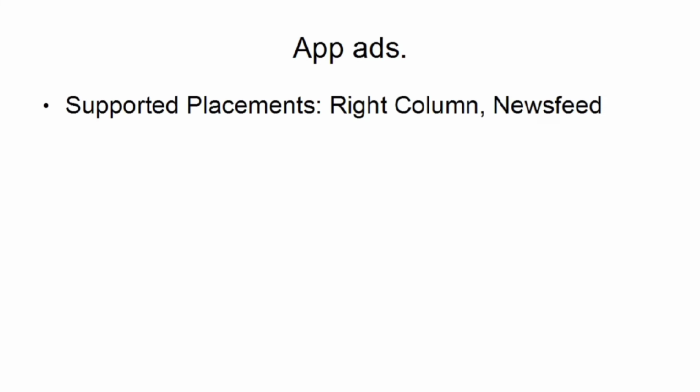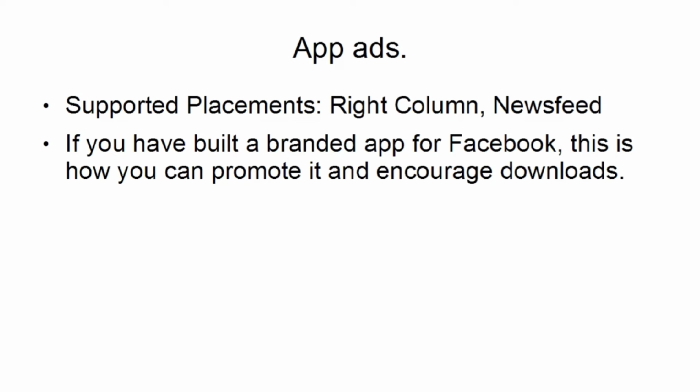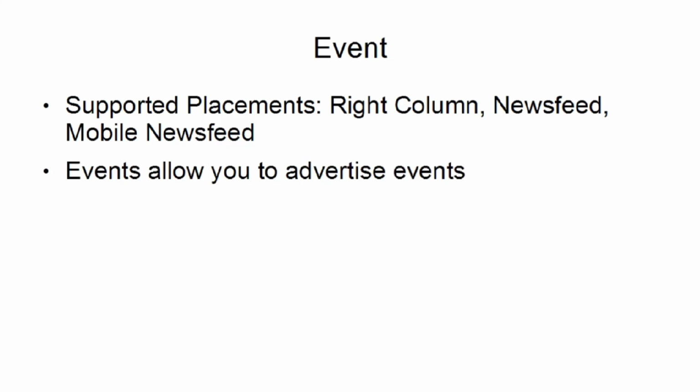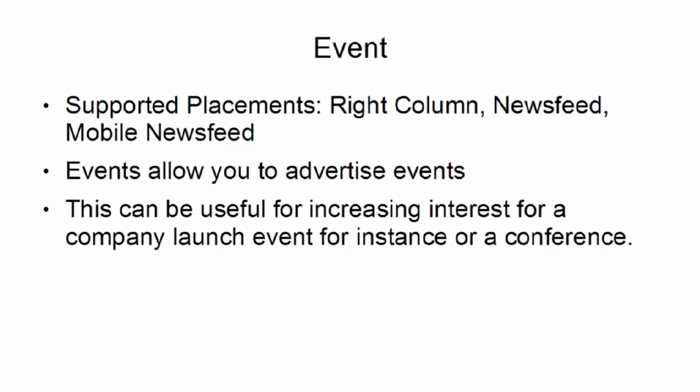Then there are app ads, and the supported placements are the right column and the newsfeed. And if you have built a branded app for Facebook, then this is how you can promote it and encourage downloads. Then there's an event ad. Now, these are in the right column newsfeed and mobile newsfeed. And they, as the name would imply, allow you to advertise events. And this can be useful for increasing interest for a company launch event, for instance, or a conference, or if you've got a bricks and mortar store and you're running a special event or a promotion, then you can use this to tell people about it.